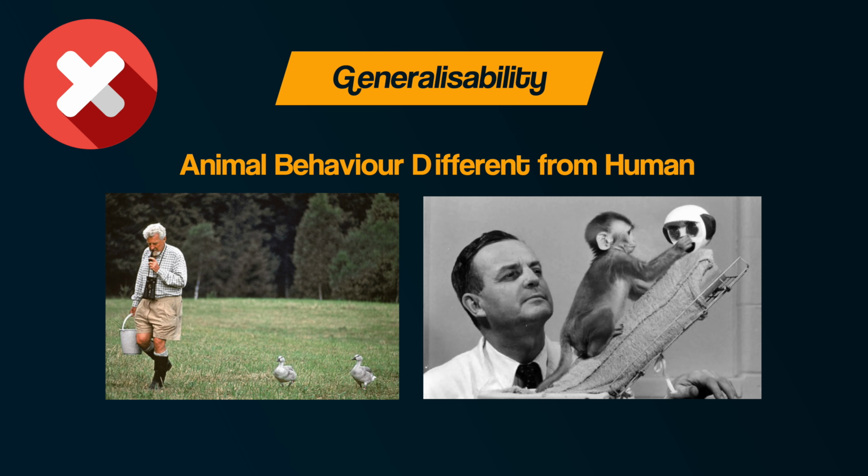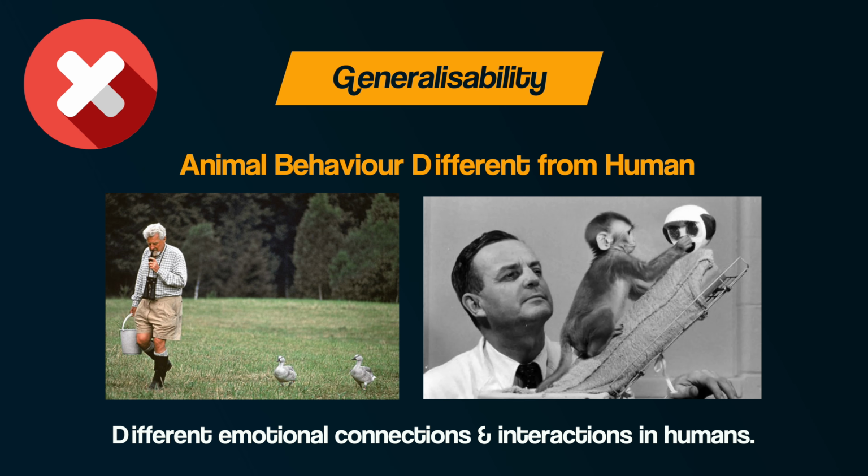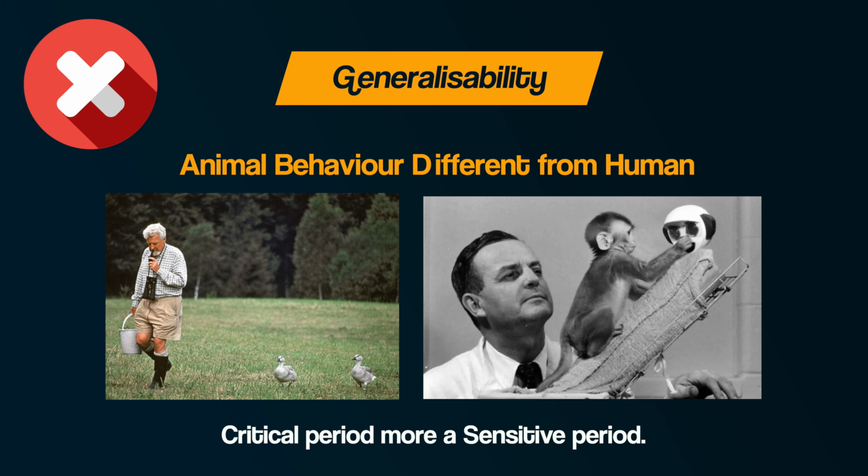This is because it is unlikely that observations of goslings following a researcher or rhesus monkeys clinging to cloth-covered wire models reflect the emotional connections and interaction that characterize human attachments. Some researchers have argued that the idea of the critical period, seen in the work of both Lorenz and Harlow, is more of a sensitive period in humans, as studies have demonstrated how children have been able to recover from early deprivation from a caregiver.